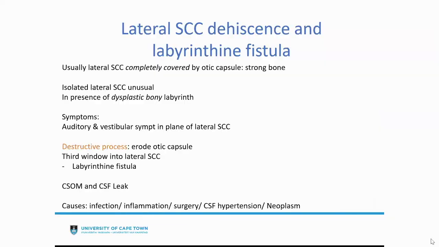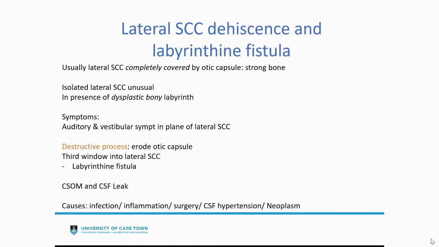Lateral semicircular canal dehiscence is also known as labyrinthine fistula. So we've covered superior semicircular, posterior, and now we're moving on to lateral. Now, what's important to note here is that usually your lateral semicircular canal is actually completely covered by a strong bone in the form of the otic capsule. So if you've got isolated lateral semicircular canal dehiscence, you have to understand that this is quite unusual. And there's usually a dysplastic bony labyrinth process happening. There's some other destructive process that's eroding this otic capsule.